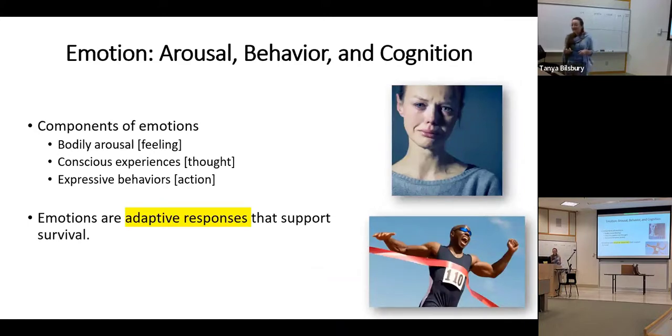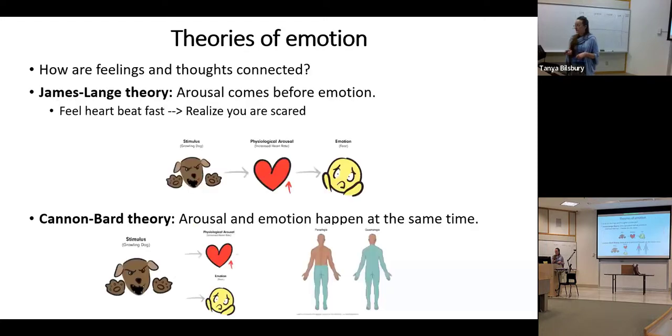So just as you said, emotions are adaptive responses that support survival. And we'll come back to that later. Here are a couple of early theories about how thoughts and feelings are connected. There's the James-Lange theory, and that theory would say that there's a stimulus, like an angry dog, and then you have something like a reflexive physiological arousal. Your heart starts to beat fast. And then you interpret that, so that's the emotion of fear. My heart is beating fast, so I am scared.